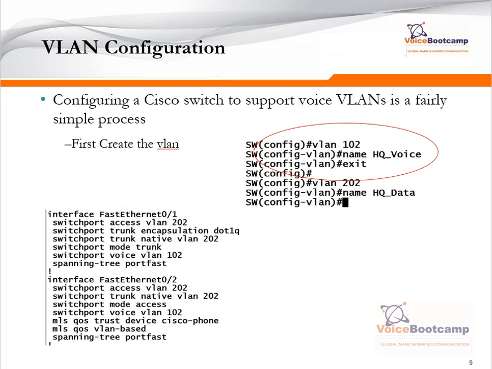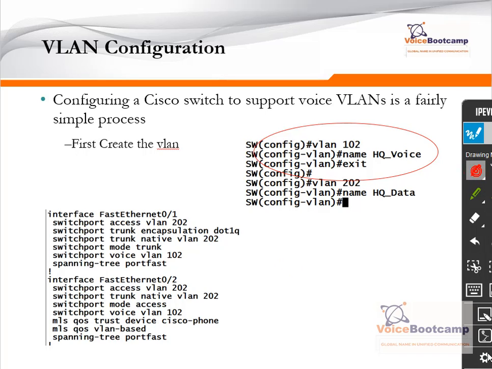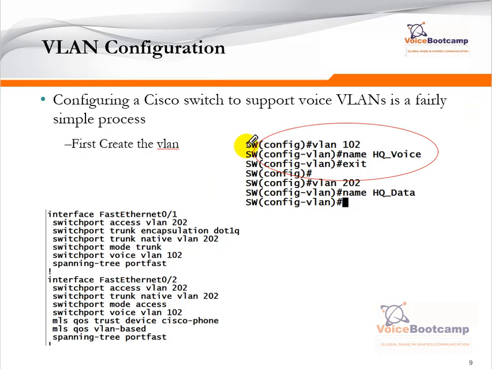So here's an example on a switch. First of all, we need to create a VLAN. Second is to assign them. You create a VLAN on a switch by typing config mode, then VLAN and the VLAN number. You can define a name and you can exit. So VLAN 202 for my data, name HQ data.